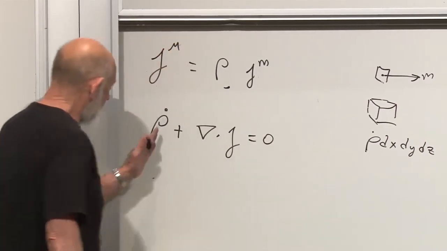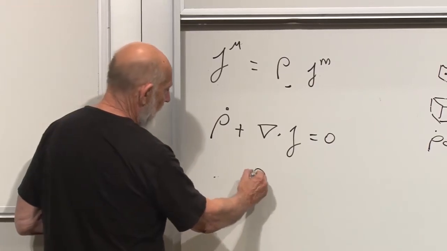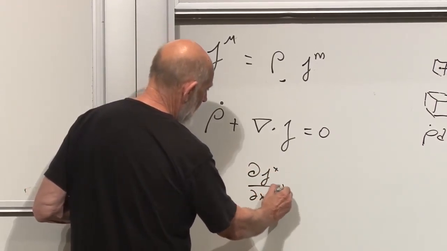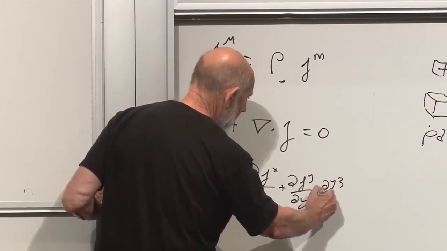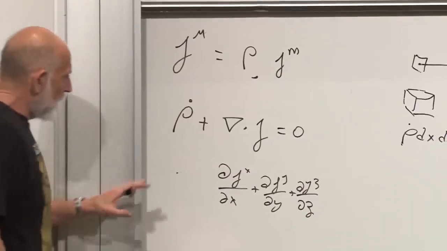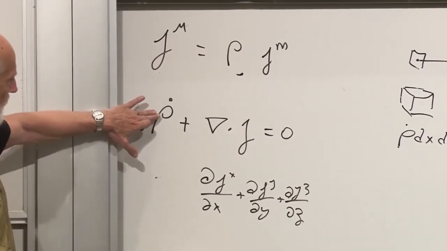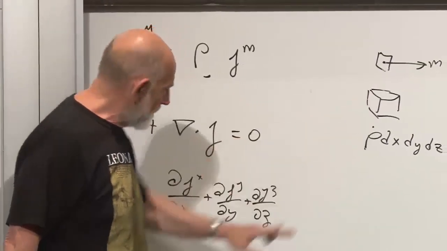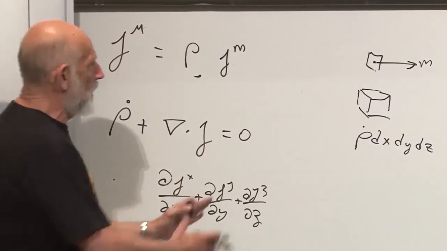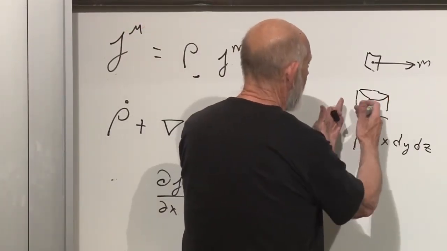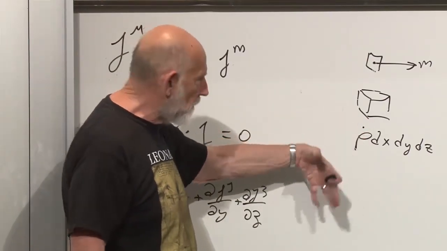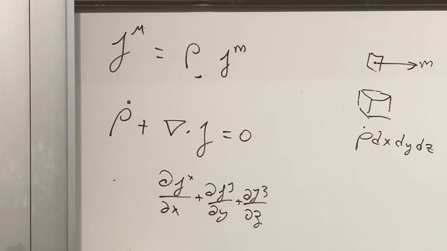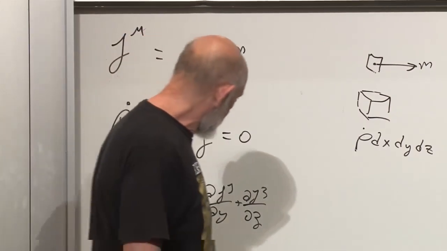equals 0. Del dot J means partial of Jx with respect to x, plus partial of Jy with respect to y, plus partial of Jz with respect to z. All right. So to read this, this is the change of charge in a little infinitesimal cell. This is the charge passing out through the x windows. This is the charge passing out through the y windows, and so forth. And this is just the balance of charge inside the box passing through the boundaries of the box.